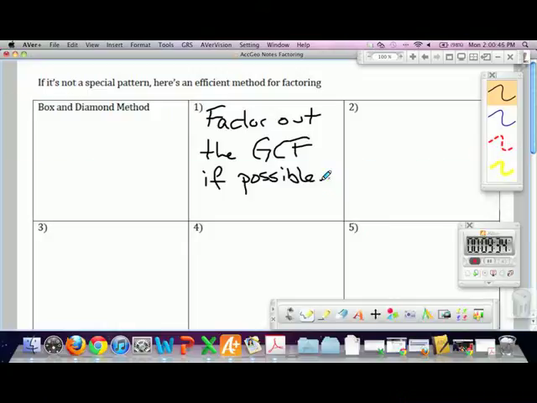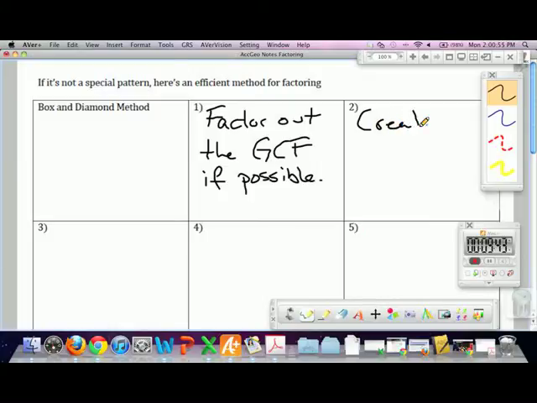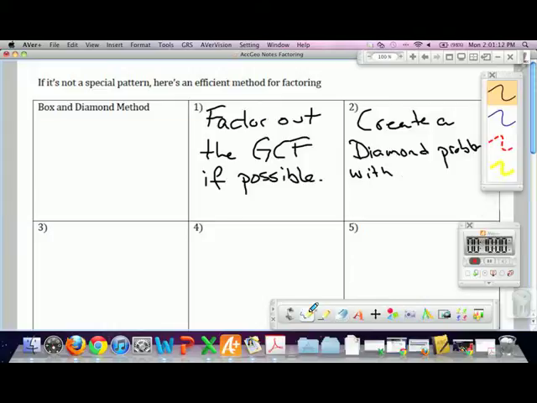How about we draw our box and diamond. So we'll create a diamond problem with what's left. We'll do it in the following fashion. I'll start with this first example here.